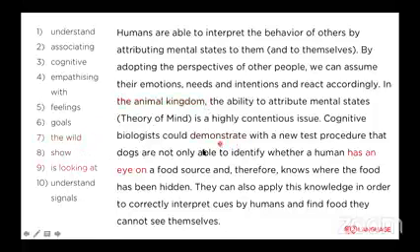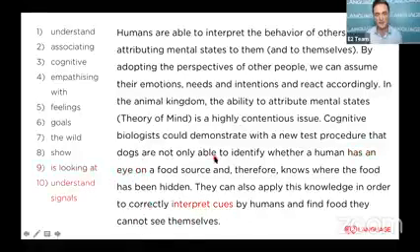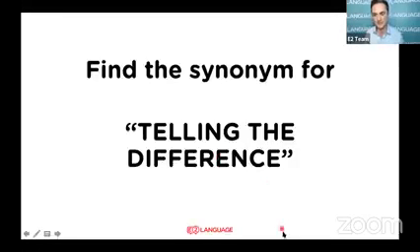Show, demonstrate, is looking at, has an eye on. So here we've got a phrase, is looking at, and here we've got a very strange phrase, keep an eye on something or has an eye on. So these mean the same things. Understand signals, interpret cues. Cool, how did you go? Let's have a look.